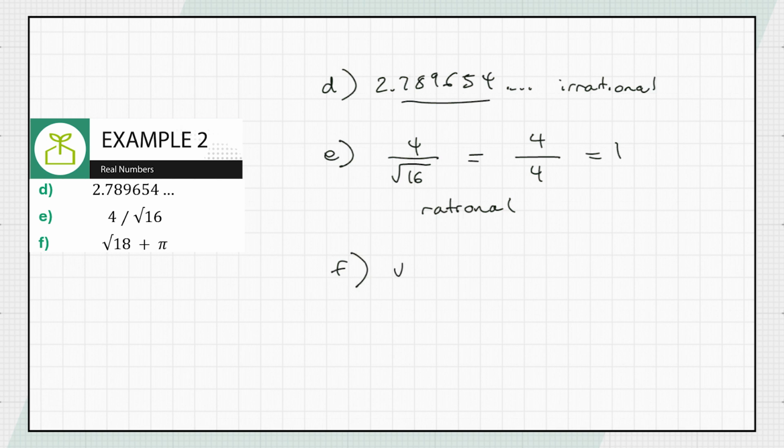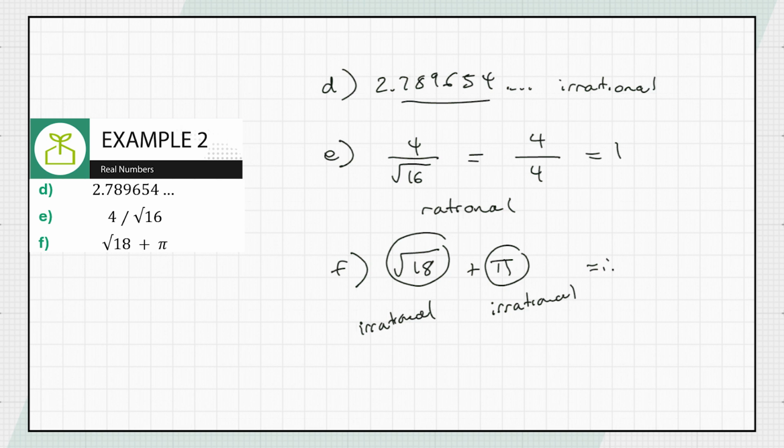Okay, for F, we have the square root of 18 plus pi. Now, the square root of 18 is already irrational, and pi is irrational as well. So we're adding two infinitely non-repeating decimals with no clear pattern to each other, so this is going to be irrational. And you can check this on your calculator. It will stop at a certain number of decimal places, but you're just looking to see if there's any recurring pattern that ultimately will make you think it might be rational.